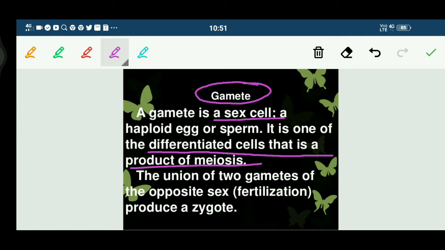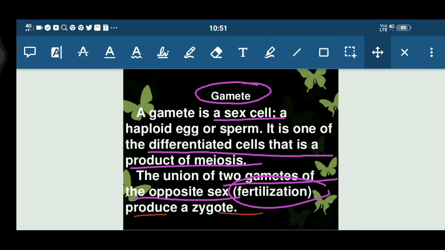Now students, the union of two gametes of the opposite sex is said to be fertilization. This results in the formation of a structure that is said to be zygote. So what exactly happens here?